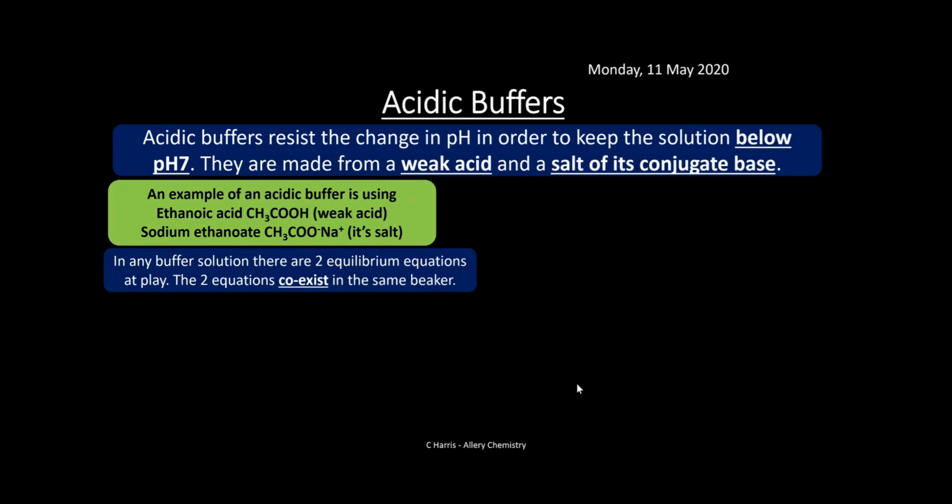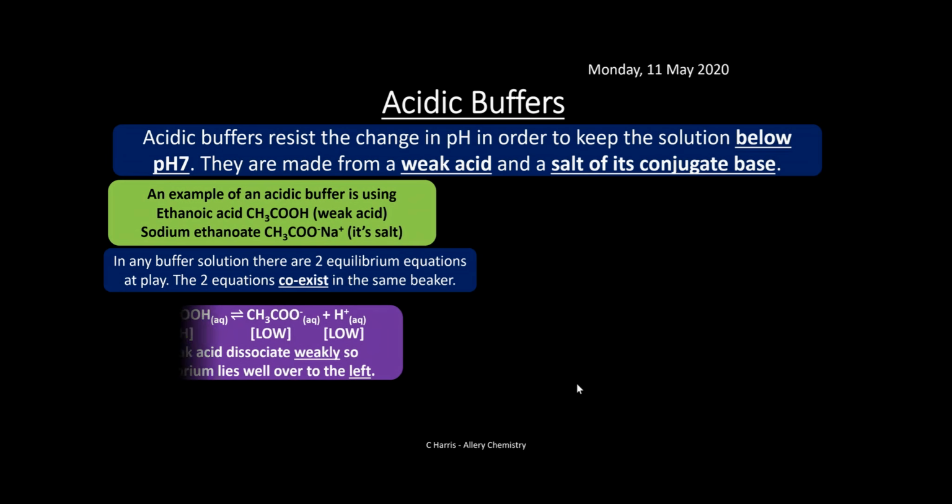So in any buffer solution, there are two equilibrium equations at play, and the two equations coexist in the same beaker. So we have one beaker, but we have two equations. Okay. Now, buffers is probably one of the most complicated systems to explain at A-level chemistry. So if you can get your head around this and understand this, it's going to make it so much easier to explain the calculations afterwards. Okay, so I'll try and go through this in as much detail as I possibly can. So you can see here is our weak acid, ethanoic acid. It dissociates to form ethanoate ions and H plus ions.